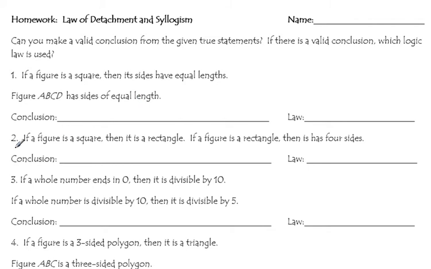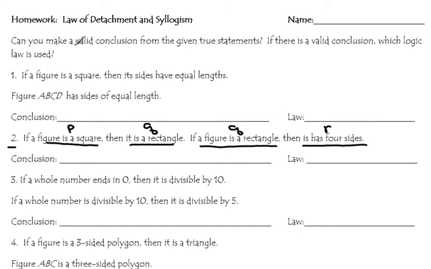Number 2. If a figure is a square, that's going to be our P, then it is a rectangle. That would be Q. If a figure is a rectangle, well, being a rectangle refers to Q, then it has 4 sides. Well, we haven't referred to having 4 sides before. So we're going to identify having 4 sides as a new letter, which is R.